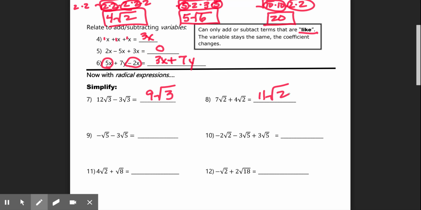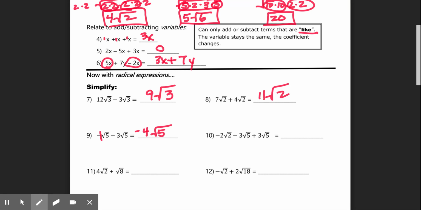Number 8, 7 square roots of 2 plus 4 square roots of 2 gives you 11 square roots of 2. Number 9, this is understood to be a negative 1 square root of 5 minus 3 square roots of 5. Same signs, add and keep. So we have a negative 4 square roots of 5.